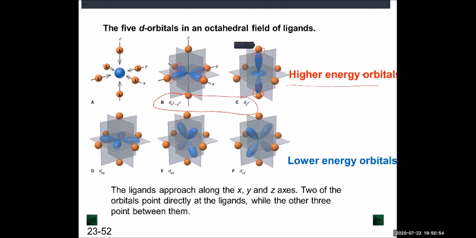And the other 3, dxy, dxz, dyz, these 3 d orbitals, the electron cloud is away from ligands, so the energy is actually lower. These we call lower energy orbitals. So in the diagram, we show it like this: 2 orbitals of higher energy, 3 of lower energy. And when the electrons fill in those orbitals, they will start from the low energy level to the high energy level.